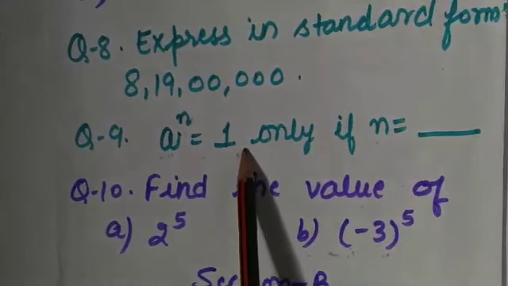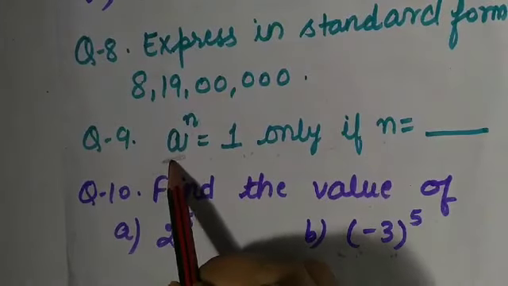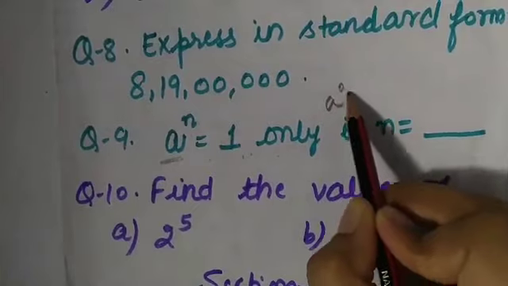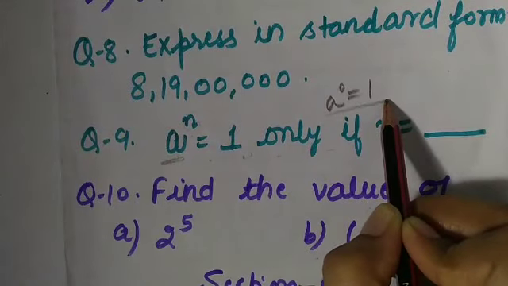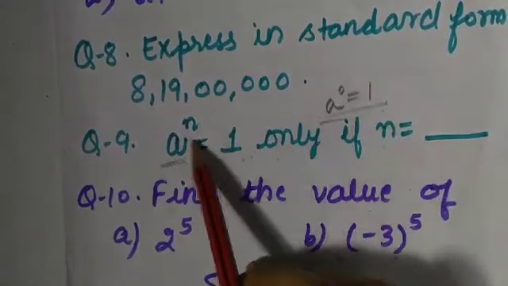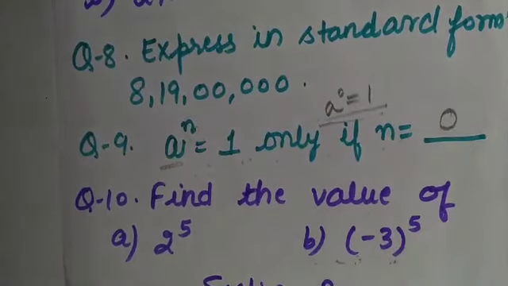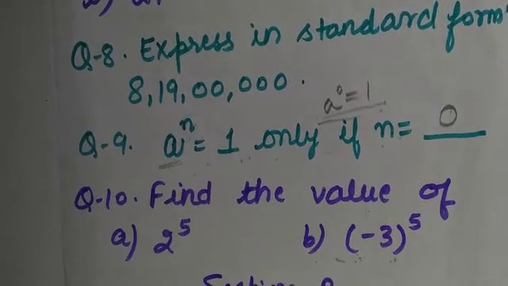This we have learned in laws of exponent, that any number, here they have taken a, any number raised to the power 0 is 1, always 1. Okay, so comparing with the same law, the value of n is equal to 0. Okay, now come to question number 10.